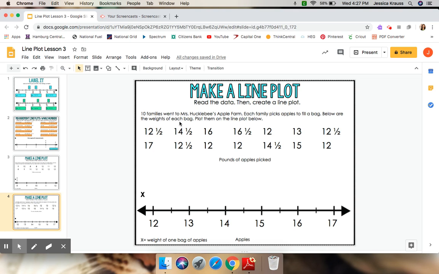10 families went to Mrs. Hucklebee's apple farm. Each family picks apples to fill a bag. Below are the weights of each bag. Plot them on the line plot.